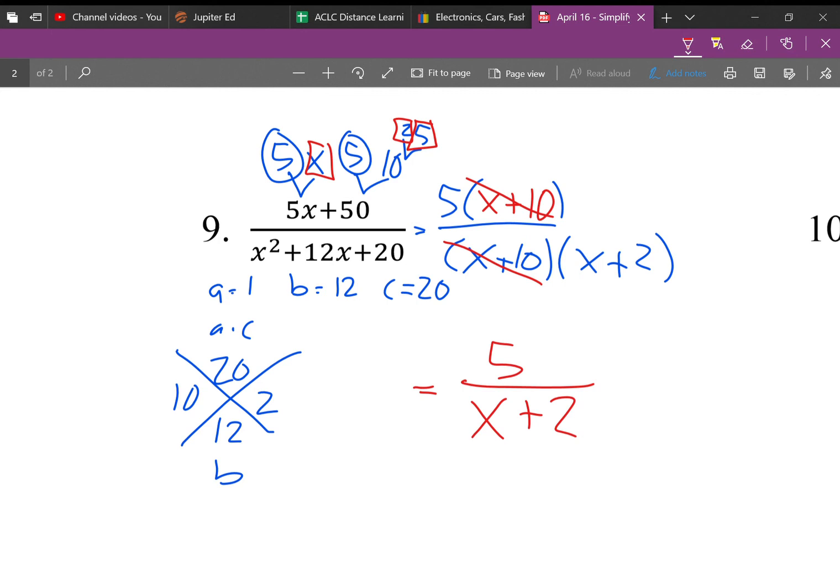So that is how we deal with a trinomial on the bottom and a binomial on the top. And if it was flip-flopped, we'd still do the same steps, just upside down. This is the method you're going to use for problems 9 through 12.